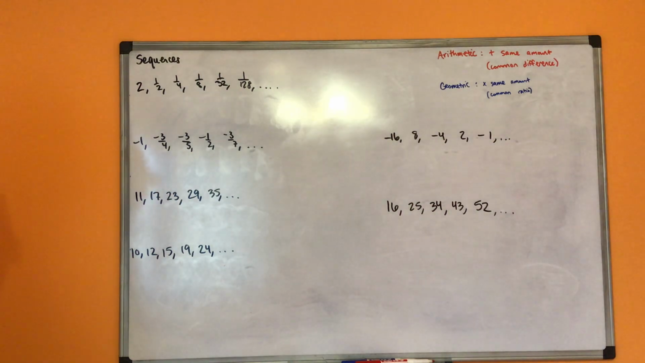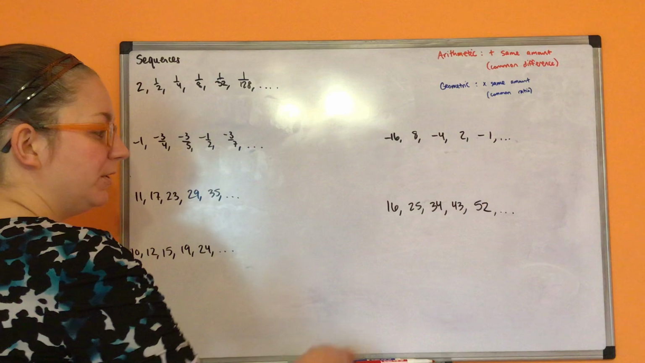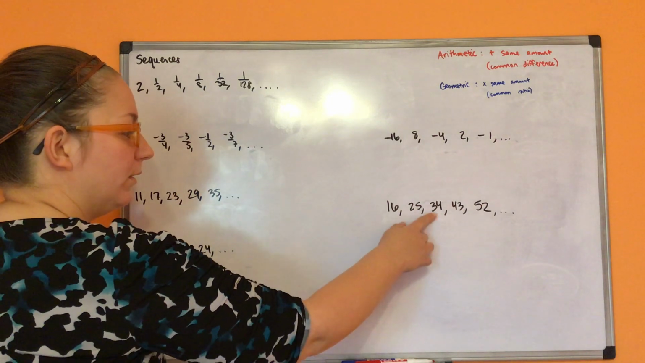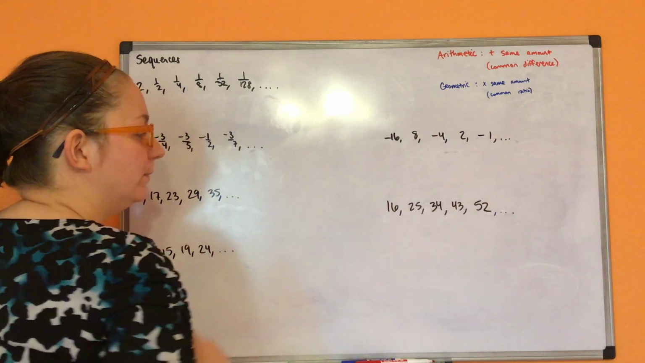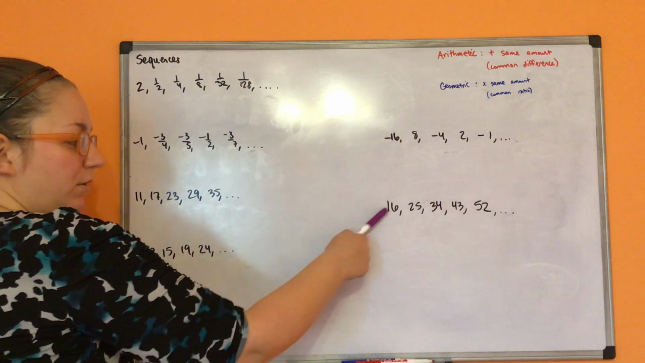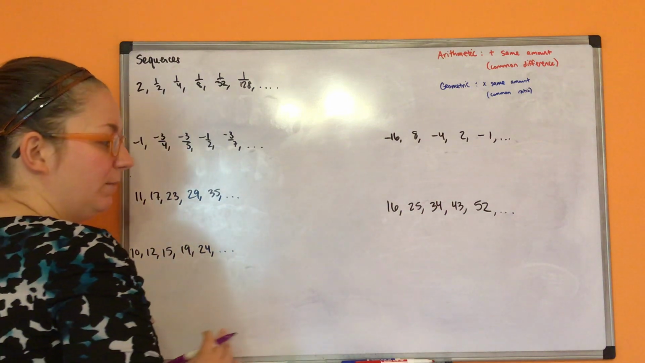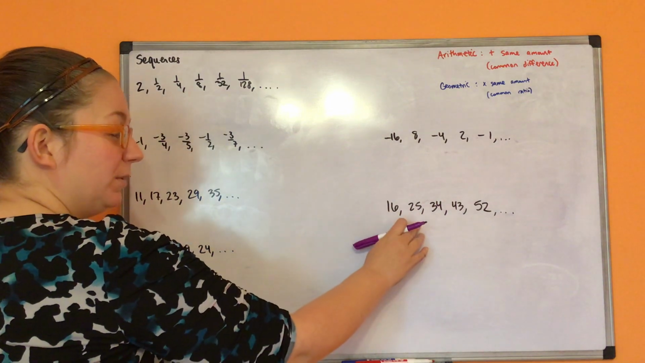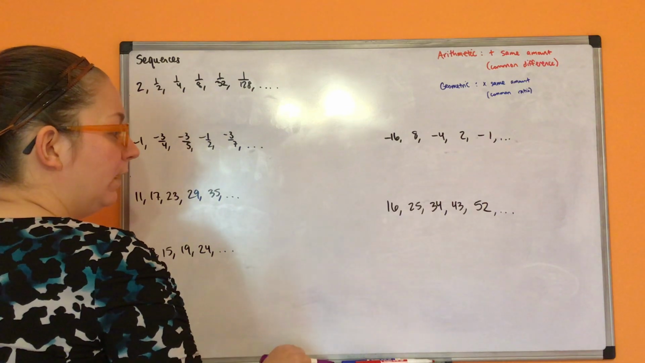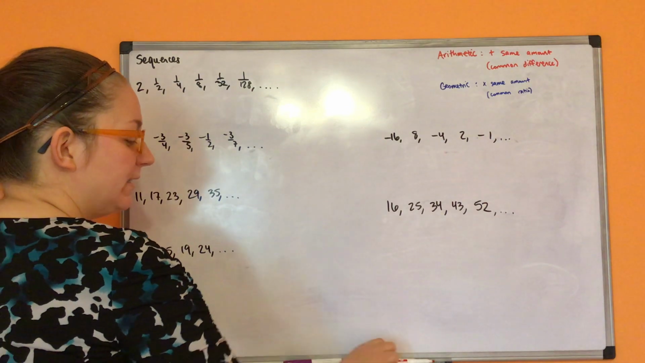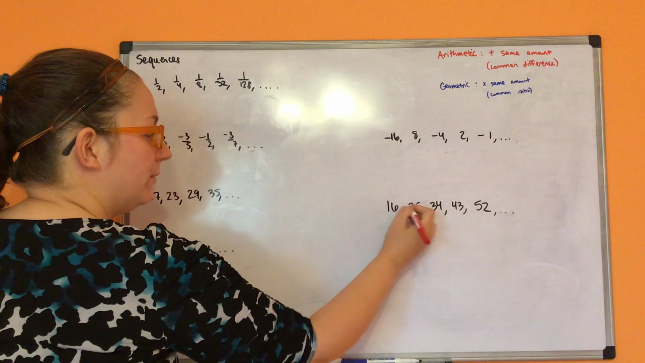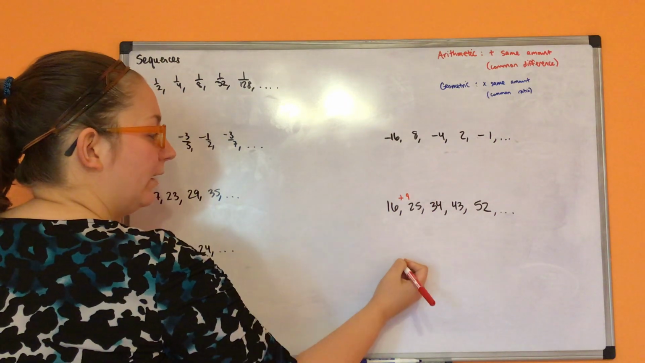I'm actually going to work backwards. I'm going to start down here. So my list or sequence of numbers is 16, 25, 34, 43, 52. There's no nice number that I multiply by to get from 16 to 25, so it's probably not geometric. What do I need to add to 16 to get to 25? To get from 16 to 25, I add 9.